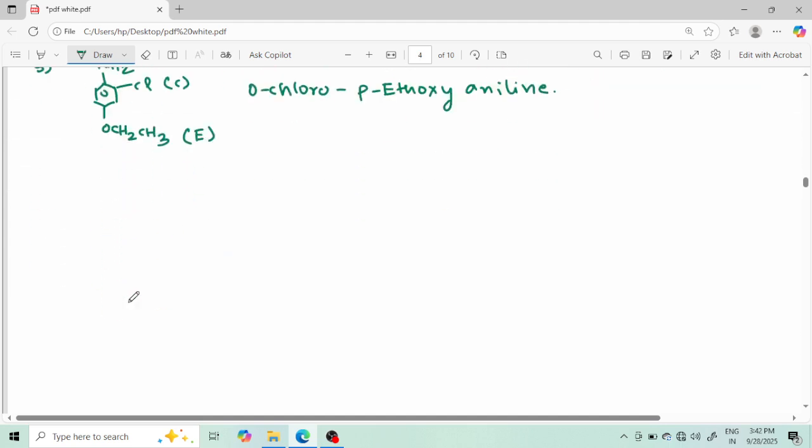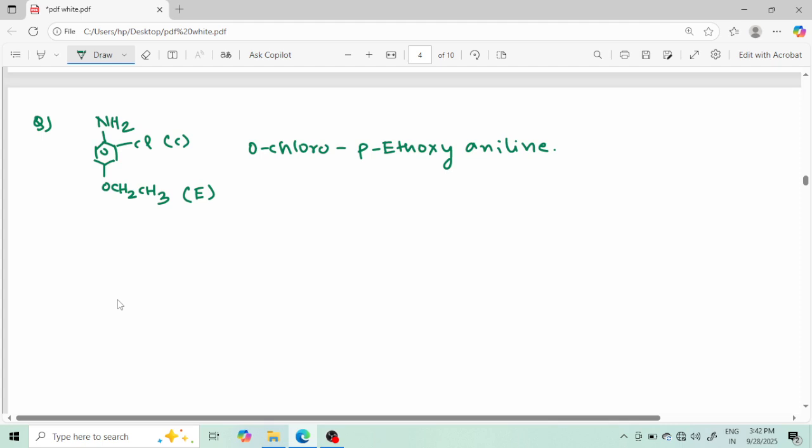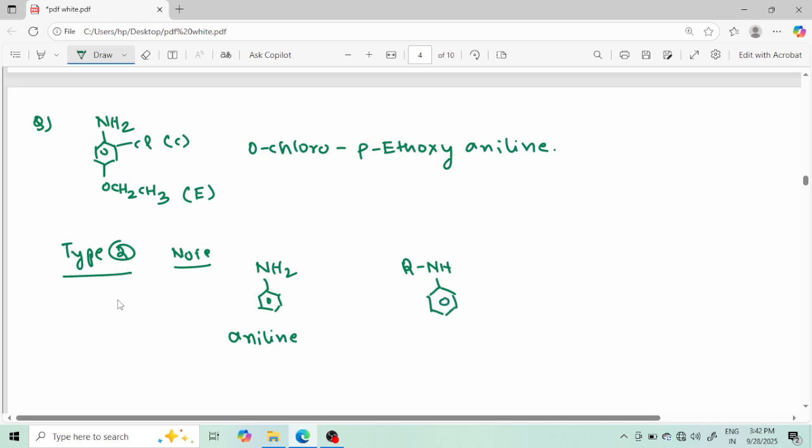Okay, now what about type 2 in common name of aromatic amine? Under type 2 you have to remember this. Okay, this is a note point. Suppose this part is given, this is what? Aniline, right? But let's say on nitrogen there is one alkyl present, so obviously one of the hydrogen will be removed, but this part is also called aniline. Is that clear?